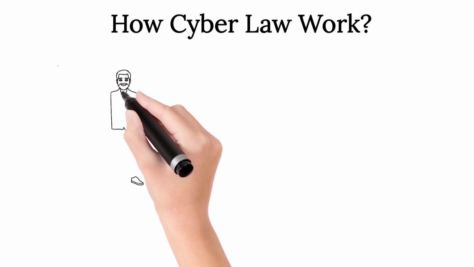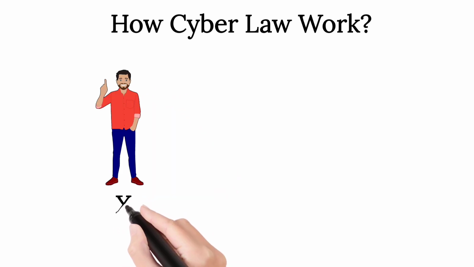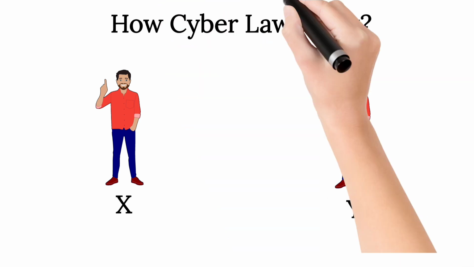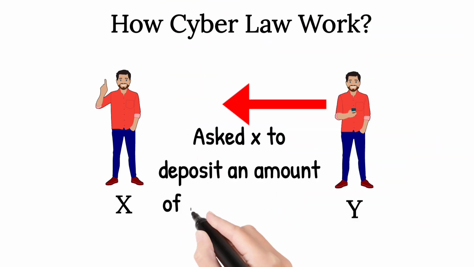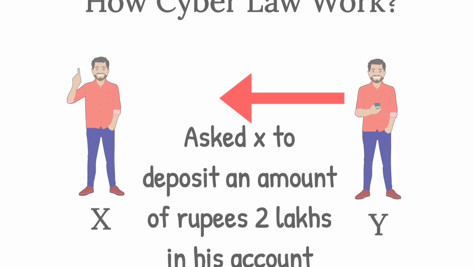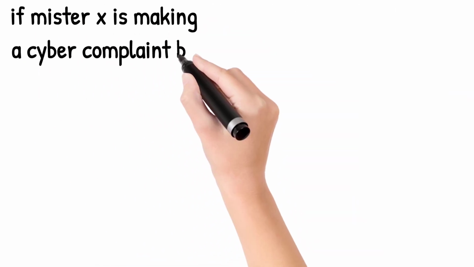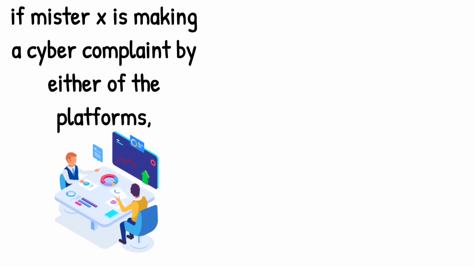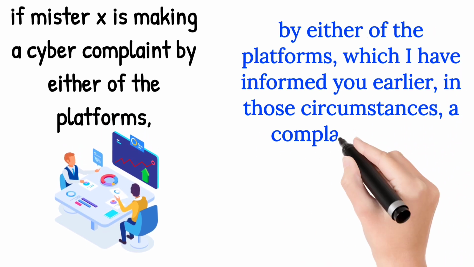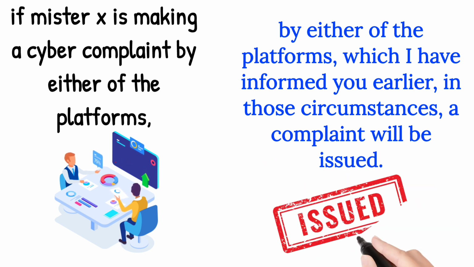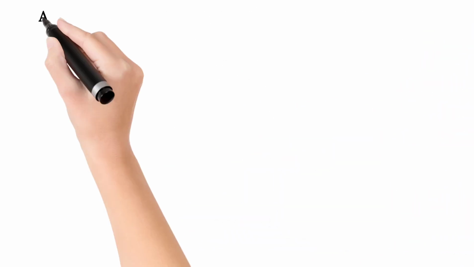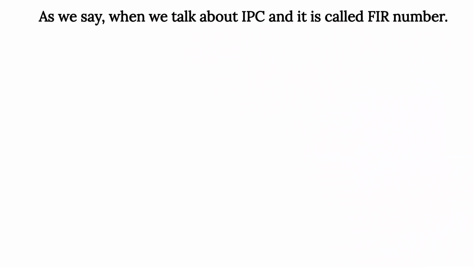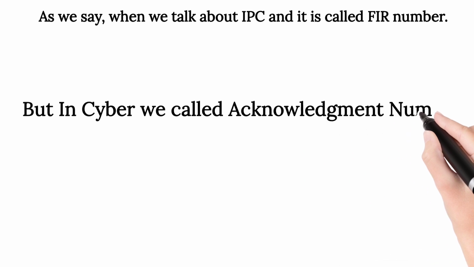So consider there is one person X who has been duped by person Y, who asked X to deposit an amount of rupees 2 lakhs in his account and has financially duped Mr. X. So in those circumstances, if Mr. X makes a cyber complaint on either of the platforms which I have informed you earlier, a complaint will be issued with an acknowledgement number. As we say when we talk about IPC and Bharatiya Nyaya Sanhita, it is called an FIR number. But in cyber, we call it an acknowledgement number.